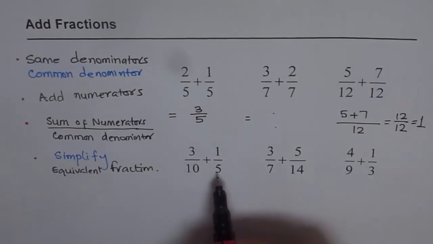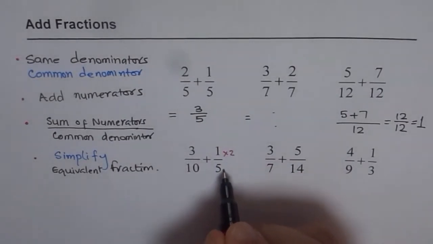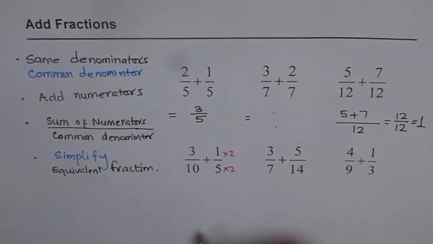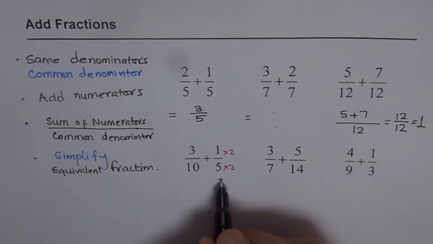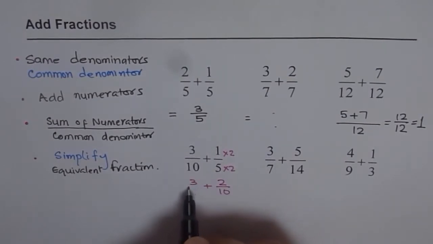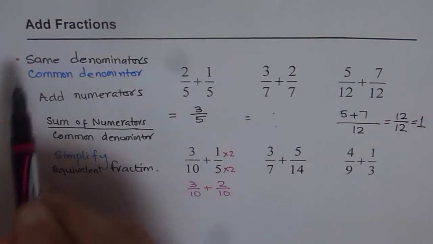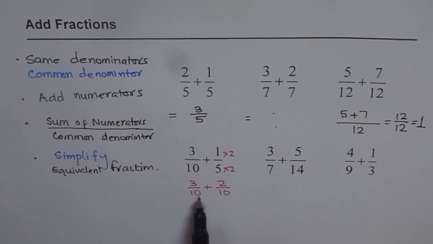Now as you can see, 5 times 2 is 10. So if I multiply both numerator and denominator by 2, I will get 2 out of 10, right? And we already have 3 out of 10. In this case, we have made the denominators the same, right? So that's the first step we have done. So we do have a common denominator, which is 10. That will come in our answer.